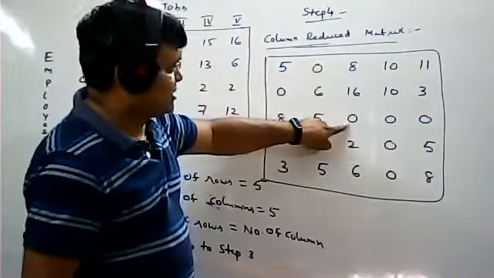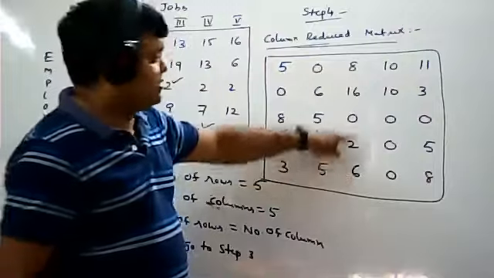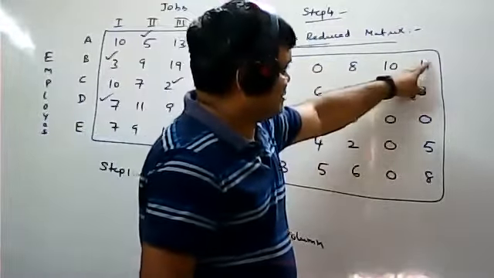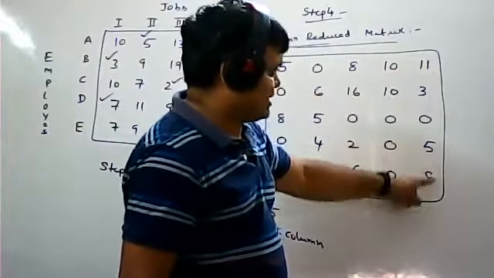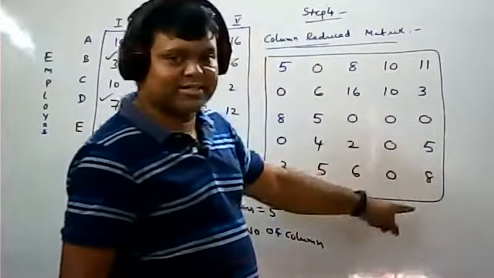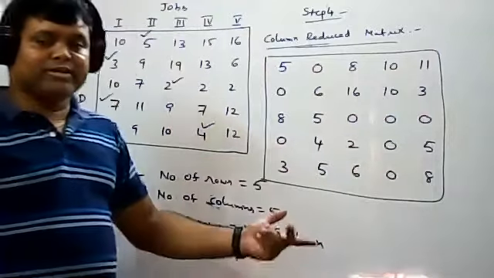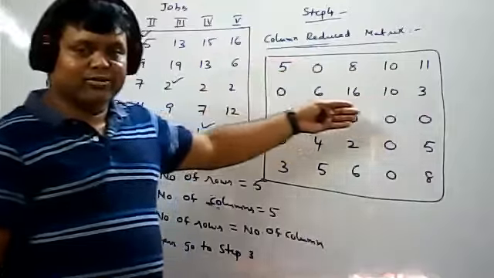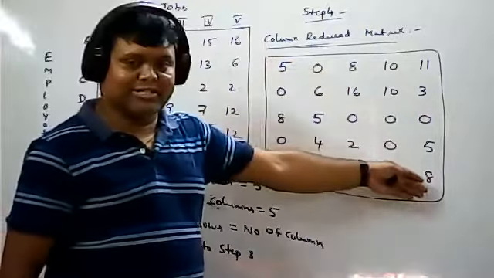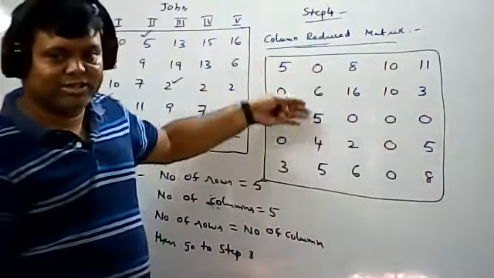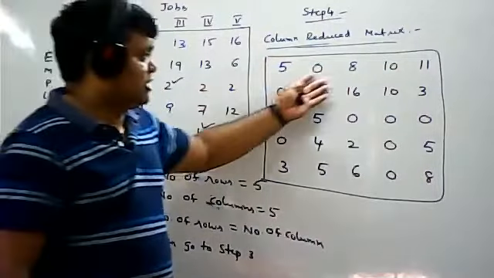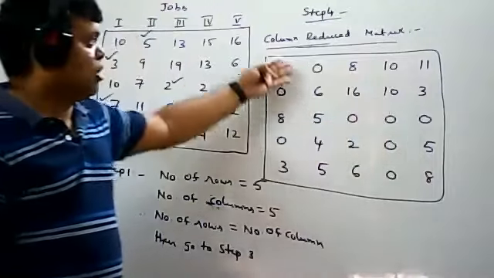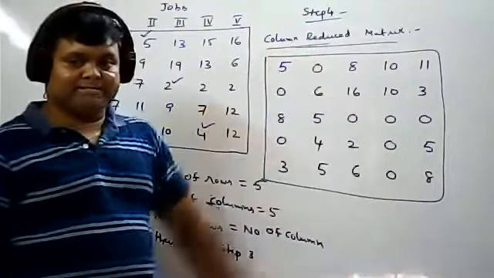Third column also has 0, so you get the same values. The fourth one also has 0 as the smallest element, so the same values. The fifth column also has 0 as the smallest element, so the values are as they are. That means for this particular problem, row reduced and column reduced are the same, because after calculating the row reduced matrix, each and every column has a 0, meaning 0 is the smallest element. That is the reason the table is not changed. The column reduced matrix will be as it is.